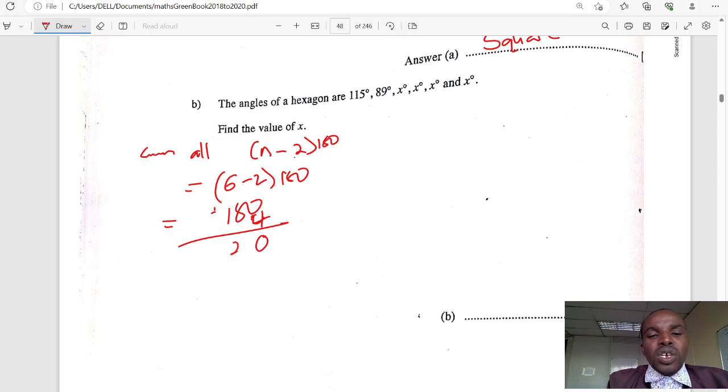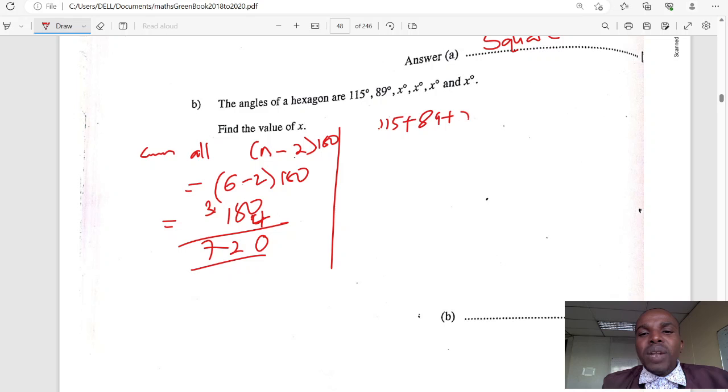4 times 0 is 0, 4 times 8 is 32, 2 carry 3. Then 4 times 1 is 4, plus 3 is 7. So it's 720. If you add all these items, 115 plus 89 plus x plus x plus x plus x, you must get 720. How many are there? 1, 2, 3, 4, 5, 6 angles. Correct. You add x plus x plus x plus x, which is 4x.